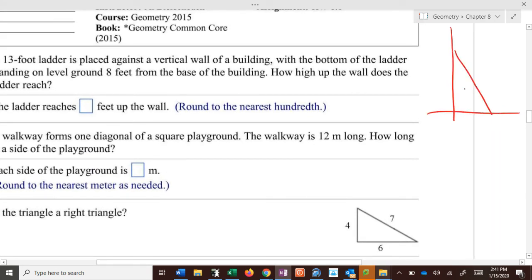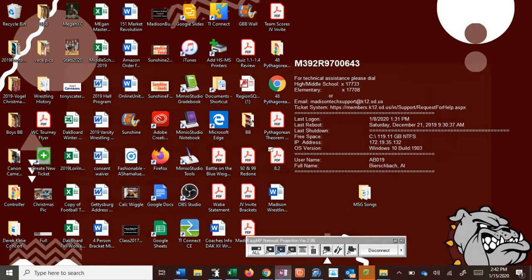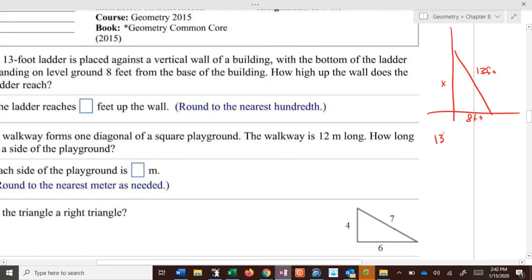here's a building. Here's a 13-foot long ladder. It's 8 feet from the wall. How high up the wall are we? No. The ladder's 13 feet, but it goes at an angle. If it was straight up and down, you'd be 13 feet up the wall. But it's at an angle. So 13 squared equals x squared plus 8 squared, right? 169 equals x squared plus 64. So 105 equals x squared. Take the square root of that.